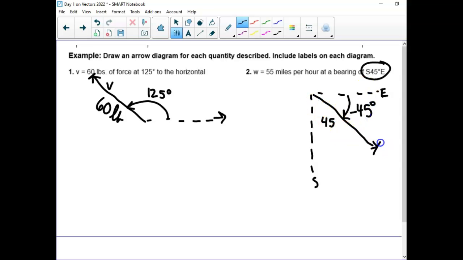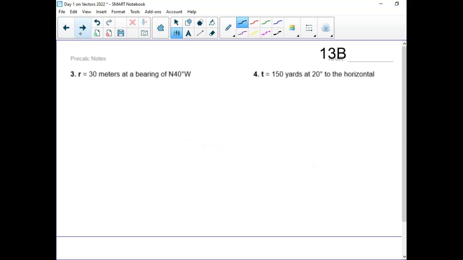And the length of this vector is going to be 55 miles an hour. I know miles an hour is a weird length, but that's what it's denoting. I think we got a couple more of these. 30 meters at a bearing of. Anybody tell me where we would draw that? It says north, which would be here, right? West, which would be here. And our positive x-axis would be over here.